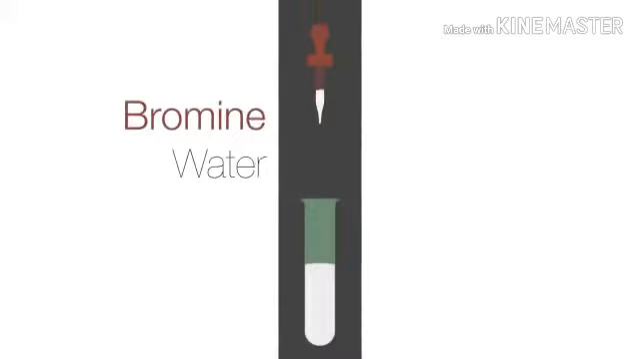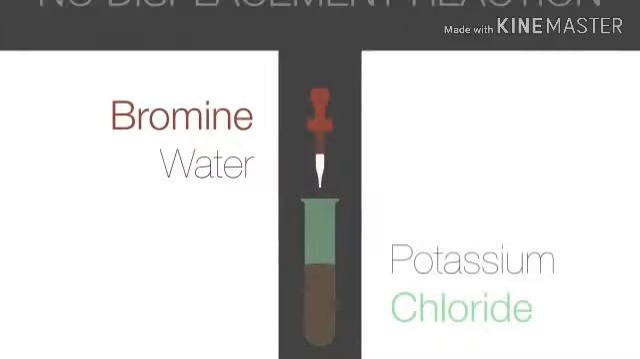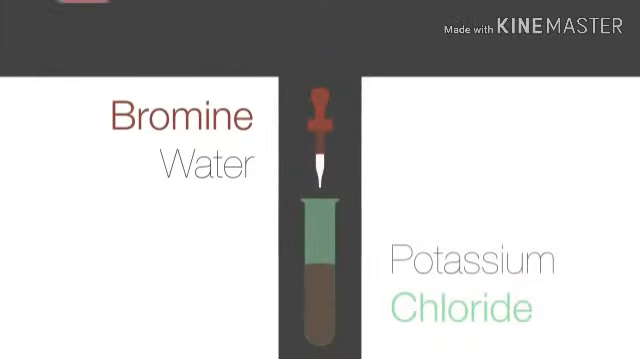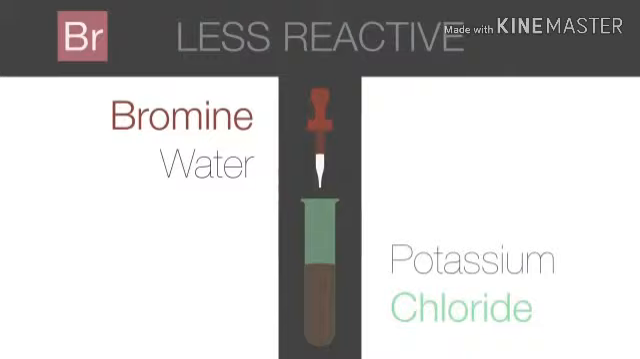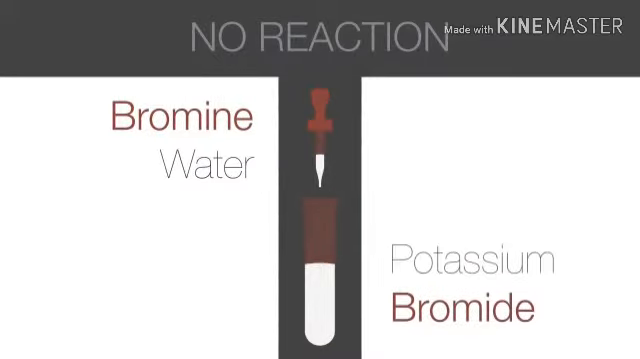When we add bromine water to aqueous potassium chloride, this causes the solution to turn reddish-brown, but no displacement reaction occurs, as bromine is less reactive than chlorine. No reaction occurs when bromine water is added to aqueous potassium bromide.